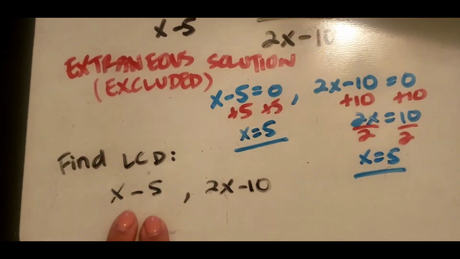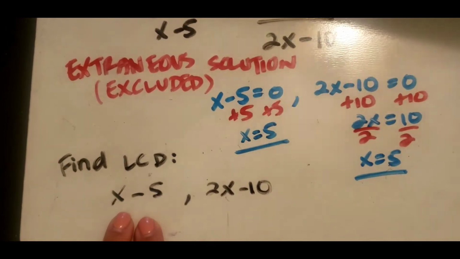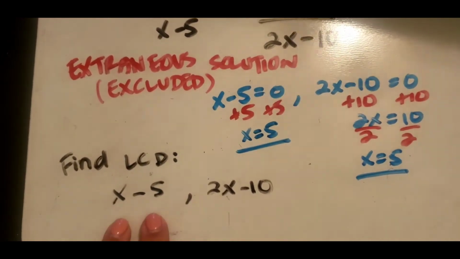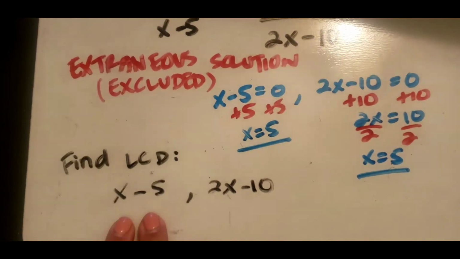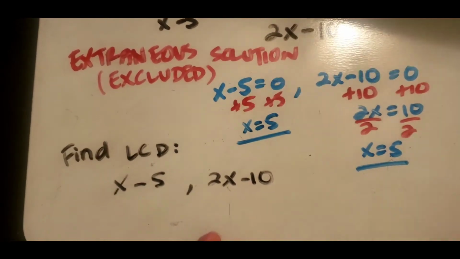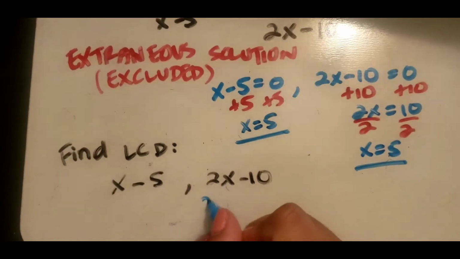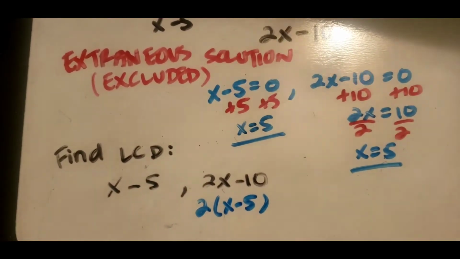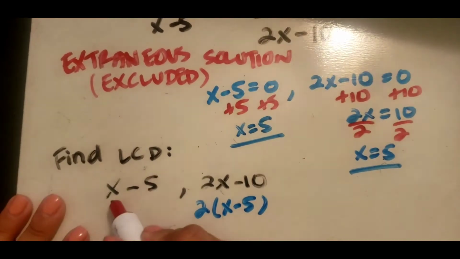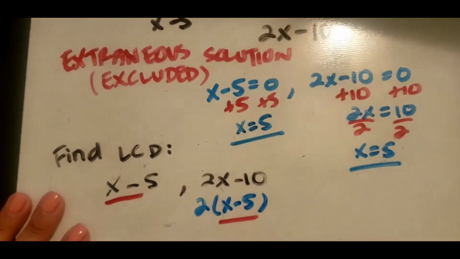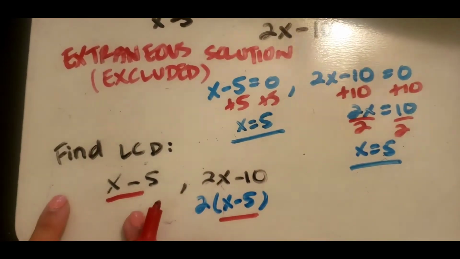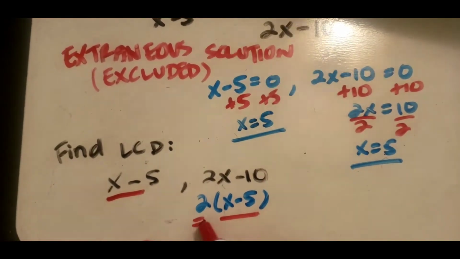So in the first denominator, we have x minus 5. In the second one, we have 2x minus 10. If you notice, this one's completely factored. But in this one, we can factor out a 2. So we're going to factor out a 2, and then we're left with x minus 5. So one thing you're going to notice is both of them have x minus 5. But what this denominator has that this denominator doesn't have is a 2.